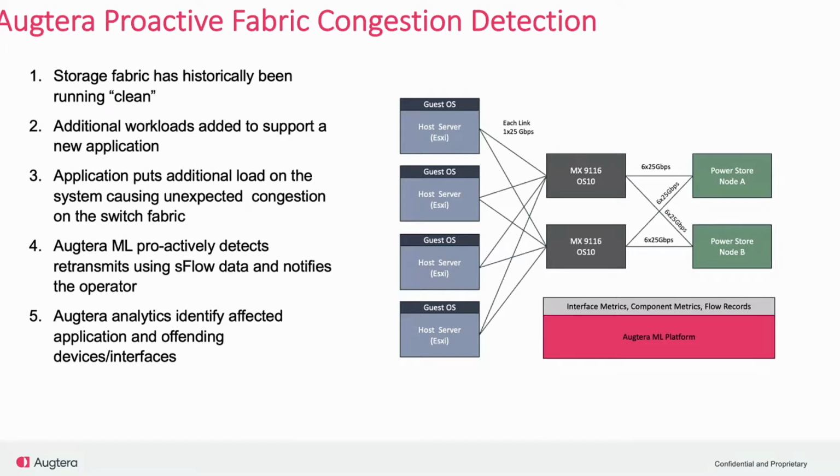But of course, things aren't always fine sometimes in the real world. And we get a bunch of unexpected congestion. We detect this using retransmit data from sFlow. So we're passive in the network. We notify the operator. And the operator then uses that notification as a springboard to our software.